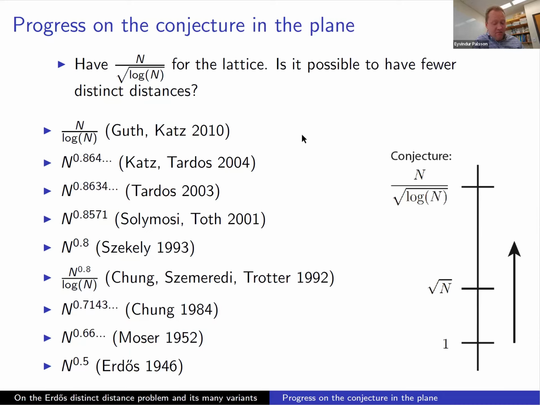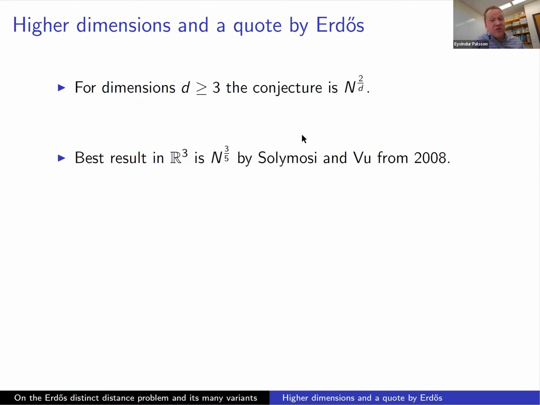Now, this may upset you because, well, a good problem is gone. But if you go into higher dimensions, the conjecture is n to the 2 over d, and really it's through just the lattice, the same way I showed you in the plane. So really the n to the 2 over d comes from the Pythagoras, like the longest distance you can go.